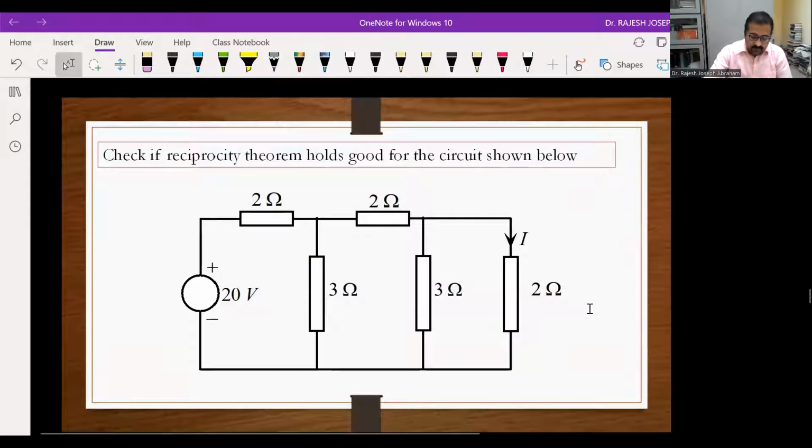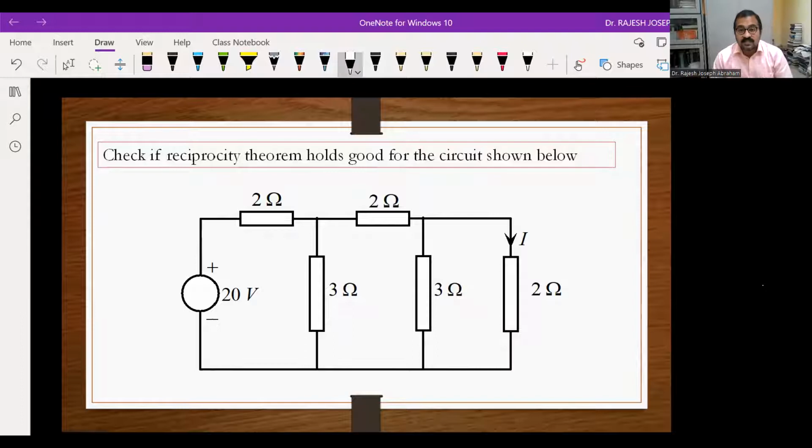Check if the reciprocity theorem holds good for the circuit shown below. So we are given a circuit here. You tell me, what's the excitation here? It is nothing but the 20 volts voltage source. And what is the response here? The response is the current I, which we need to find. So we need to calculate what is current I.